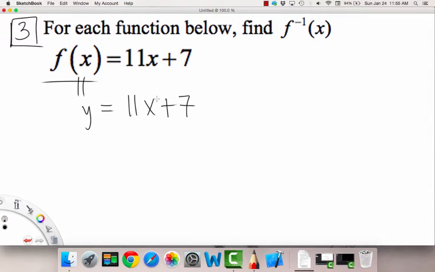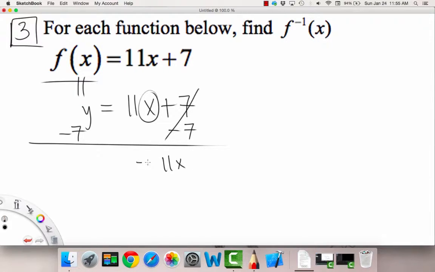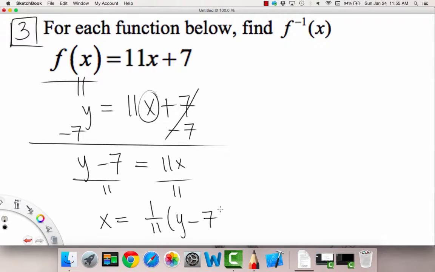What we want to do now is solve for the dependent variable, and in this case that would be our x. So we're going to solve for that to get it by itself. We subtract 7 on both sides, so we get 11x is equal to y minus 7. And then the last thing, we divide by 11, and we get x is equal to 1 over 11 times y minus 7.